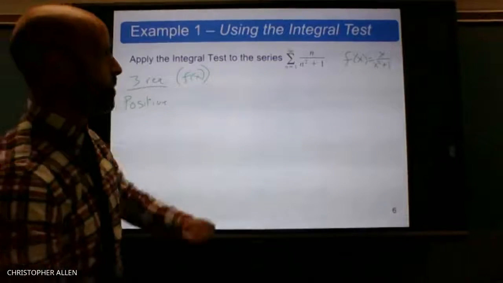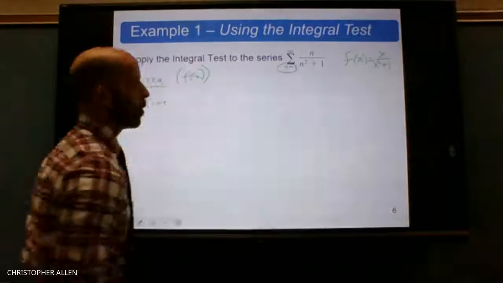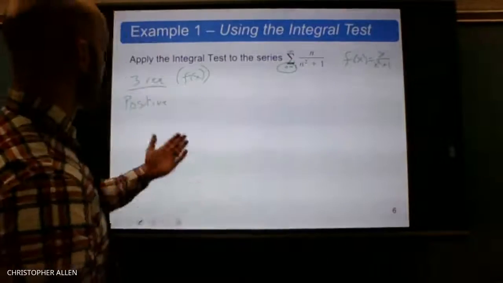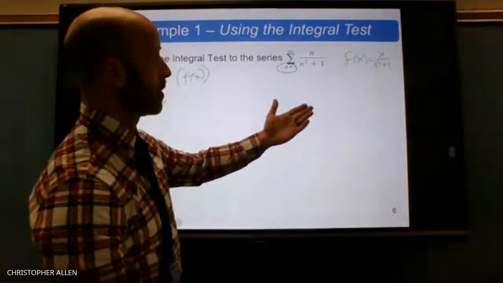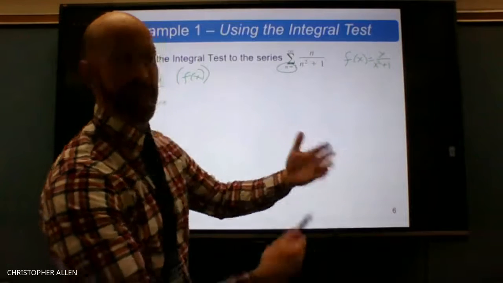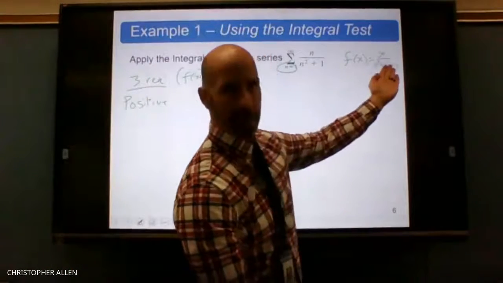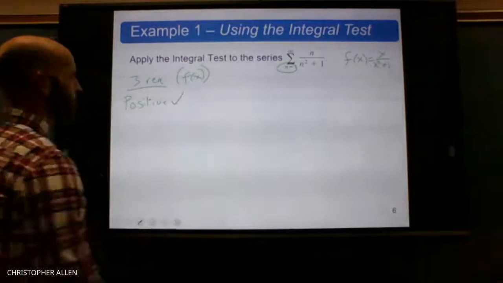Is f of x going to be positive? Well, the thing we've got to keep in mind here is we're only considering when x is greater than or equal to 1. So if I'm plugging in anything greater than or equal to 1, the first one would be 1 over 1 squared plus 1, that's positive. I'm plugging in positives, everything is positive. So that looks good. Check.